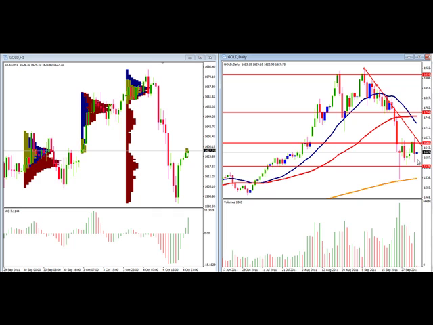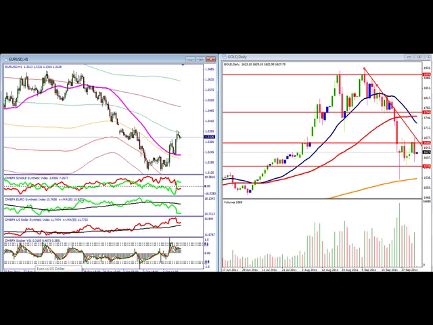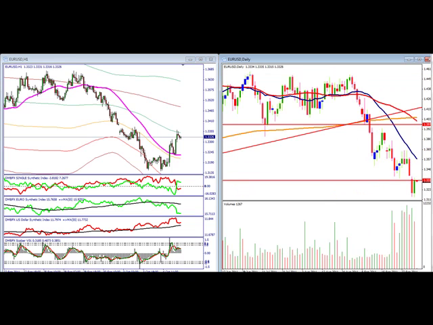So we're going to need some type of catalyst, good or bad for the economy, to move us out of this. So what does that mean for our currency pairs? Well, we've got the euro dollar. There we go. And what was once support is now acting as resistance. We've come right back. We need to get over this 1.33 in order to make a run back up here to the 20 moving average.